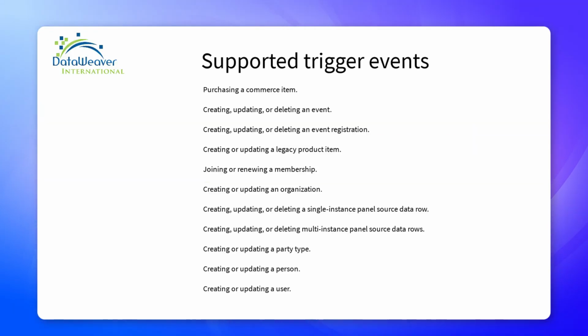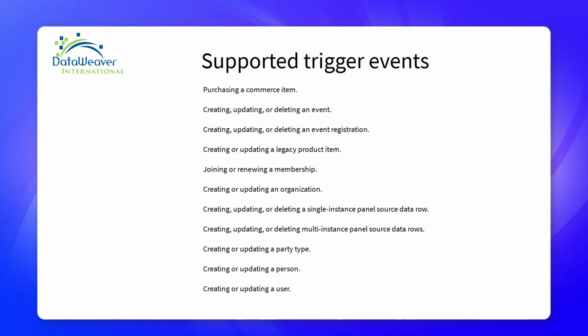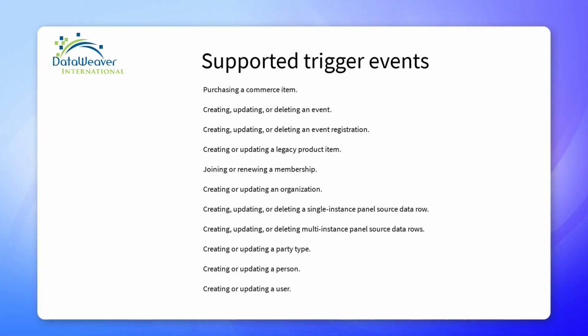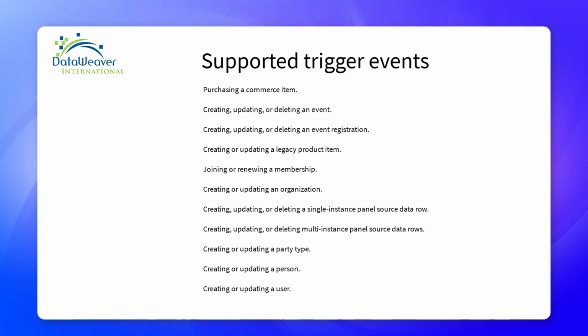The following events are supported: purchasing a commerce item, creating, updating, or deleting an event, creating, updating, or deleting an event registration, creating or updating a product, which is like a shop item, joining or renewing a membership, creating or updating an organization, creating or updating a single instance panel data source, creating or updating a multi-instance panel data source, creating or updating a party type, creating or updating a person, creating or updating a user.